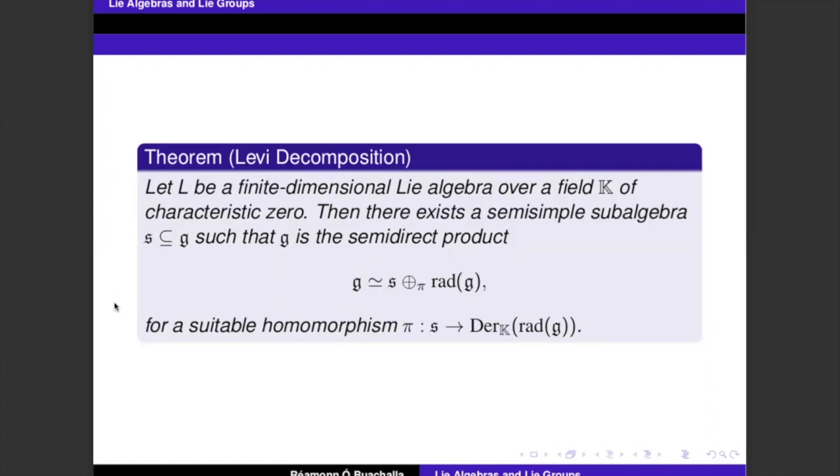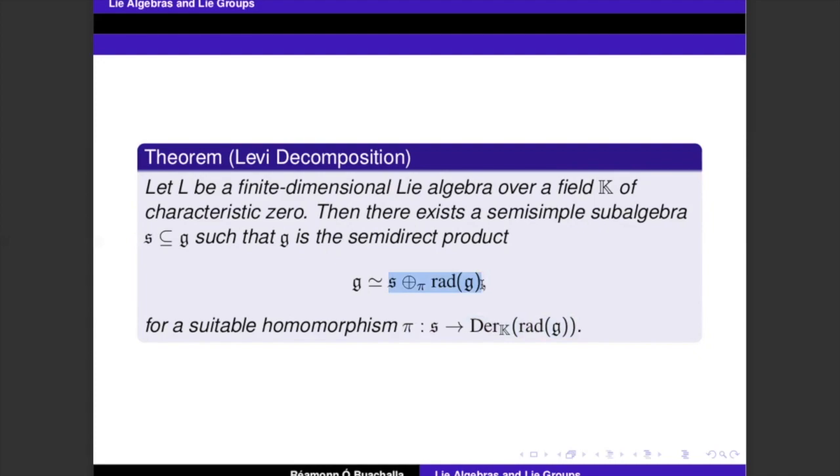So here we finally get a proper statement of this. It says that, in fact, for any finite dimensional Lie algebra over a field of characteristic 0, there will always exist a semi-simple subalgebra inside G, such that for some suitable homomorphism, we won't worry so much about what form this takes, we just know that it exists. There exists a map from this semi-simple part into the derivations on the radical of G, this maximal solvable ideal. In particular, it's a solvable Lie algebra, and our Lie algebra G can be decomposed into a semi-direct product of the two of these. That's very nice.